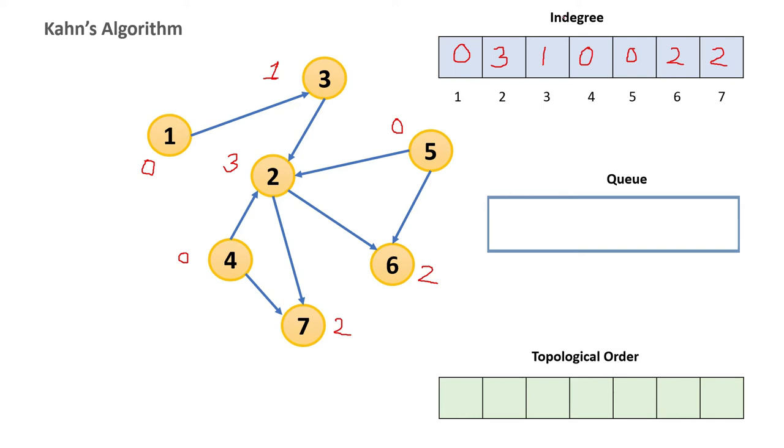And I have taken one array, in degree. The size of the array is the same as the number of nodes, and there I have filled in their in degree values. I have taken one queue. What is the purpose? I will come to that next. And another array I have taken which also has the same length as the number of nodes. Here I will just store the topological order result.